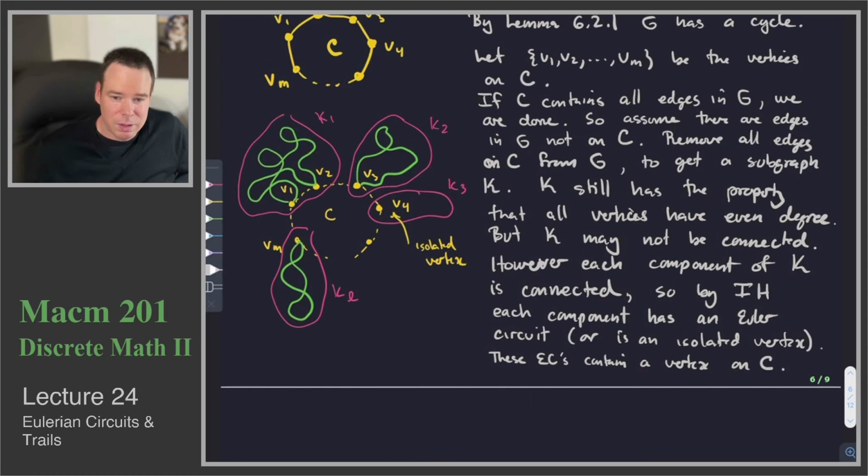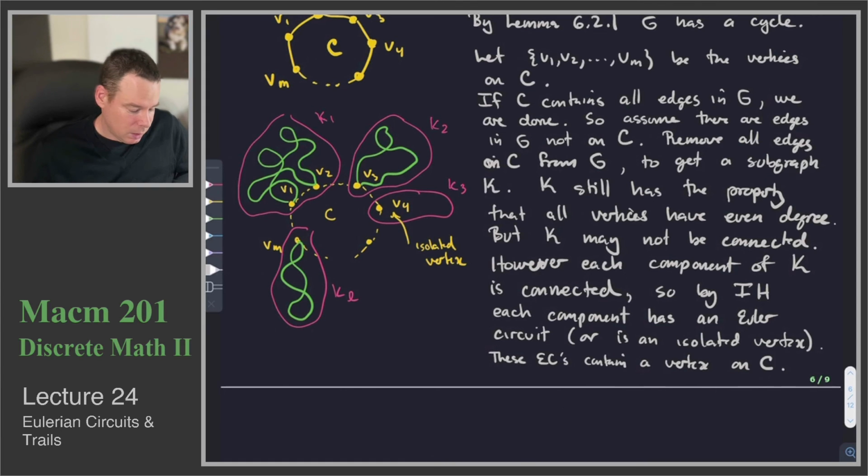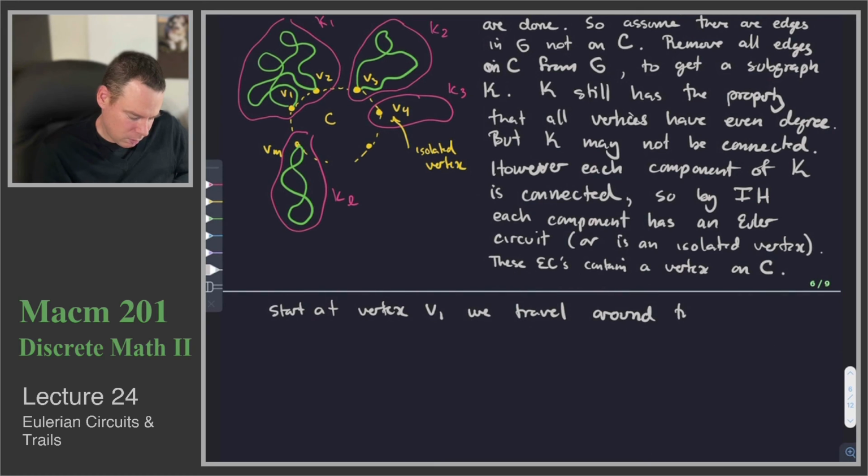And so now this is our stitching point, where we find the Euler circuits on each of the components, and then we stitch them together with that circuit C. So now we can describe that stitching process. We start at vertex V1, and we travel around the Euler circuit until we return to V1.